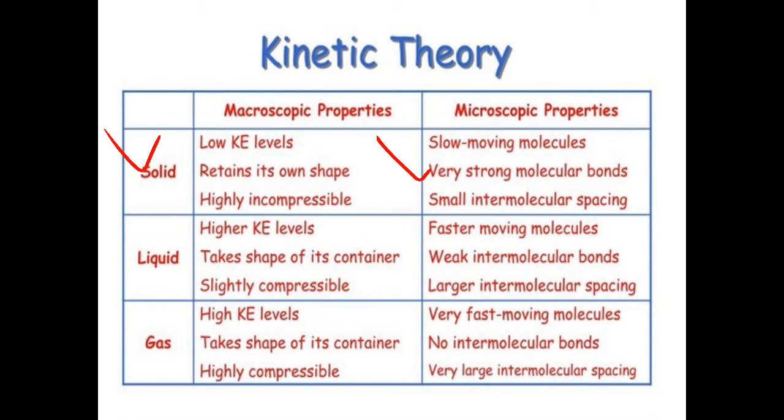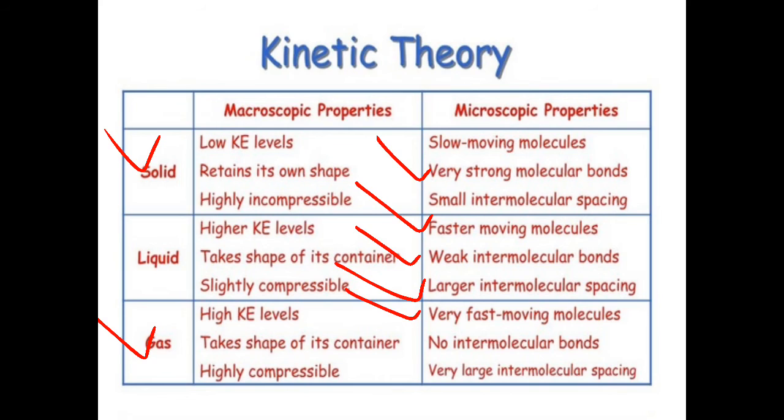But when I see the liquid phase, the liquid particles are fast moving, or they are a bit faster than the solid state, and their intermolecular bonds are much weaker. That's why they have large intermolecular spacing. And when I study the particles of a gas, I see they are very fast moving and there are no intermolecular binding forces. That's why their spaces are very large.